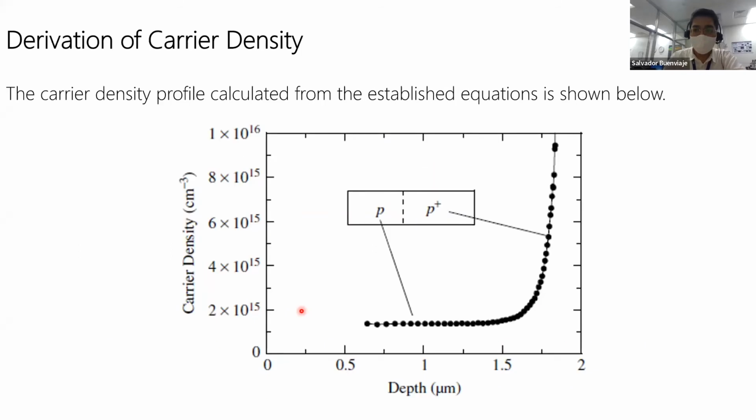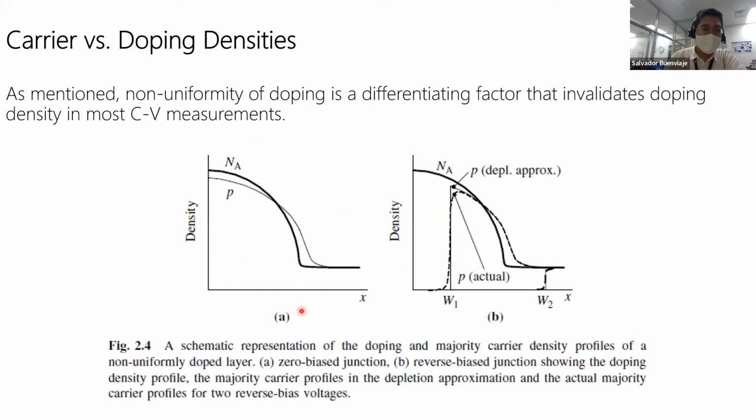So again, I'd like to emphasize that what we are measuring from the CV technique is the carrier density and not the doping density. Now let's go to the deviation of doping density from carrier density. So as mentioned, one of the conditions in the depletion approximation is uniform doping; non-uniformity of doping is a differentiating factor that invalidates doping density in most CV measurements.